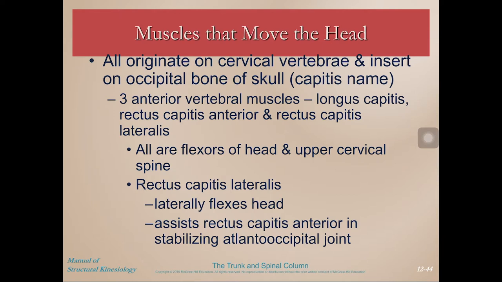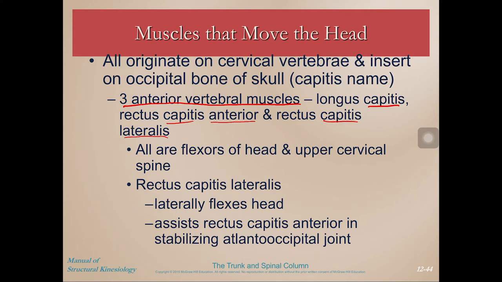All right, we're going to start off with muscles of the head. Most of these muscles have the word capitis in it. So all of these originate on the cervical vertebrae and insert on the occipital bone of the skull. There are three anterior vertebral muscles, the longus capitis, rectus capitis anterior, and rectus capitis lateralis. Note that they all have capitis in their name because they move your head. And then the other words are descriptive as well. Longus capitis is the longus. Rectus capitis anterior is on the anterior aspect, and rectus capitis lateralis is lateral to that.